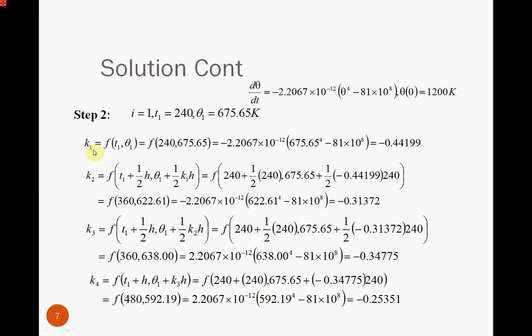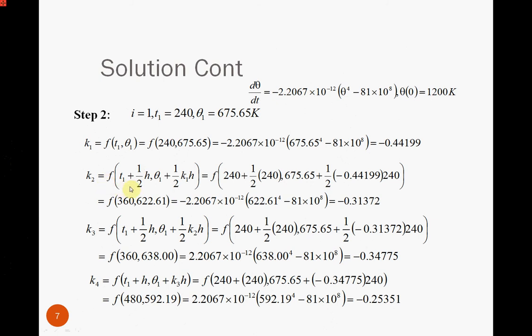So we get K1, so it's f of t1, theta1, so our t1 now is 240, theta1 is the answer we've just got, 675. Bang it in, just put up the formula there, minus 2.20 by the temperature. What's the temperature at 240? 675 to the 4, minus 81 by 10 to the 8, and we get minus 0.44.